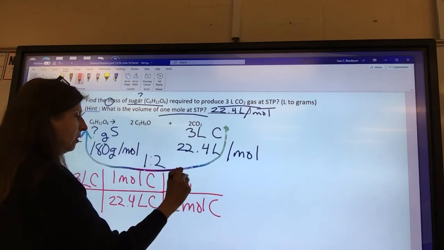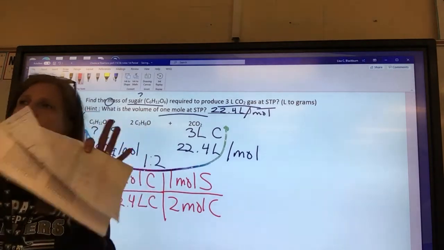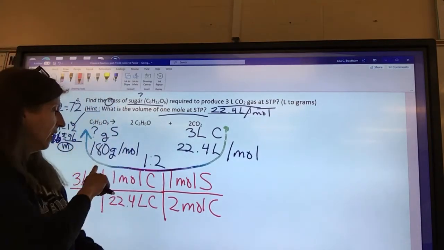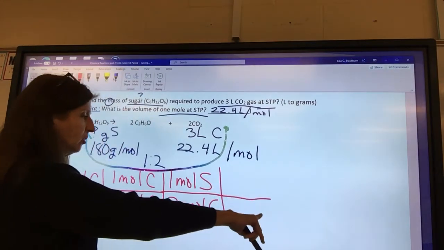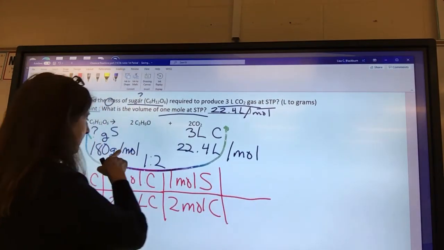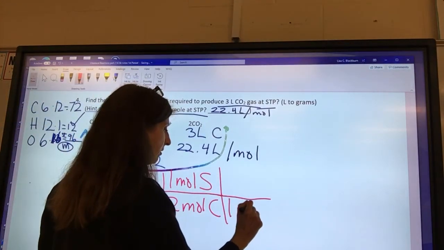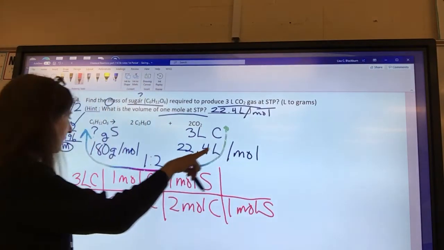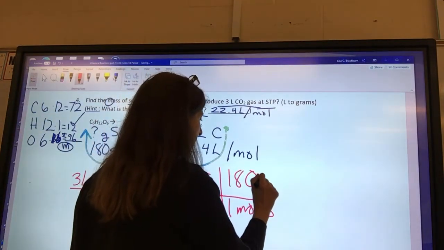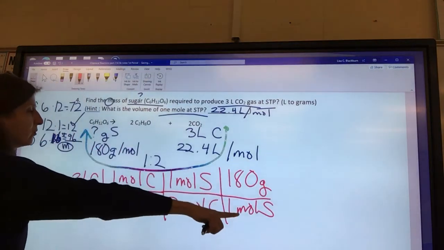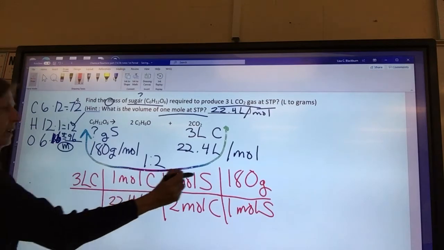1 mole of sugar. Because now we're on the sugar side. We've gone around our revolving door, and now we've gone from carbon dioxide to sugar. Now what goes down here? 1 mole of sugar. Right, it's this mole right here. So it's 1 mole of sugar. And then you put grams, 180. It is 180 grams per mole. That's the mole. 180 grams sugar.